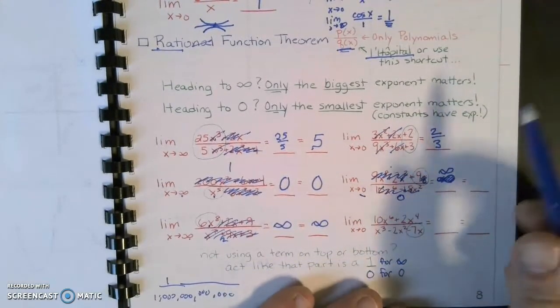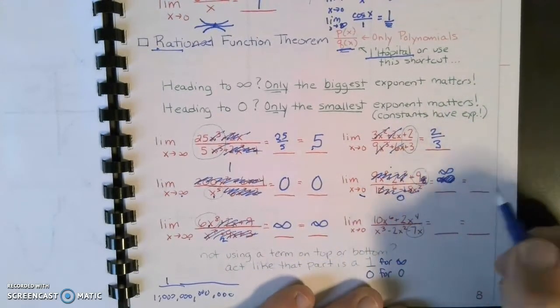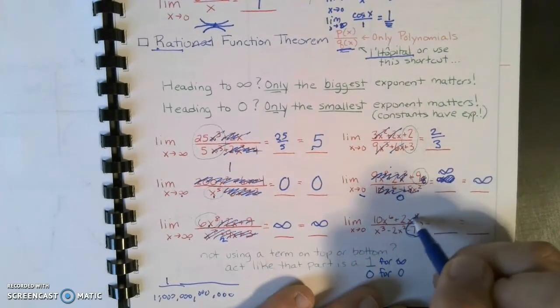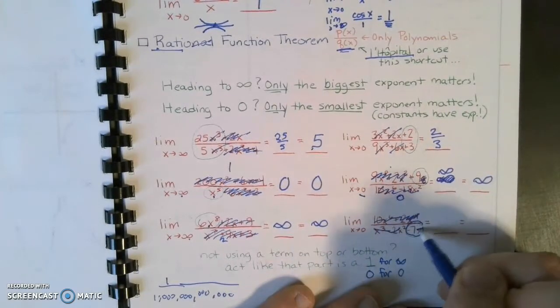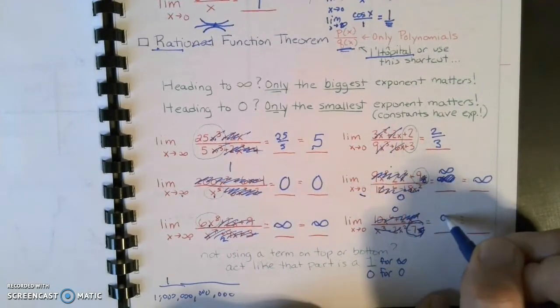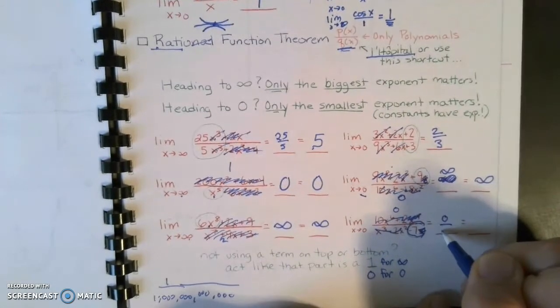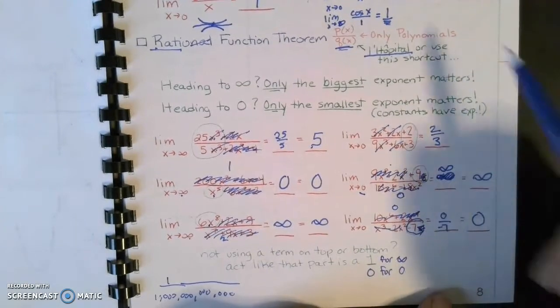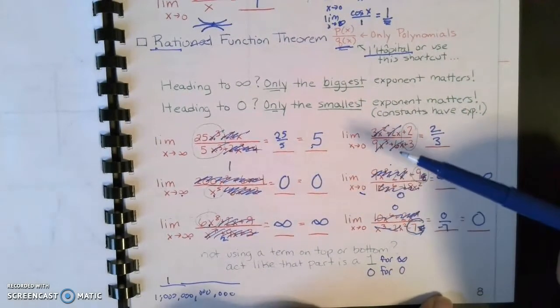It's like everything else is gone. It's like having a 0 on the bottom of a fraction, which heads towards infinity. And over here, here's the biggest power, so all the other x's are gone. There's nothing left for an x. It's like having 0 over something, any number, which is equal to 0.